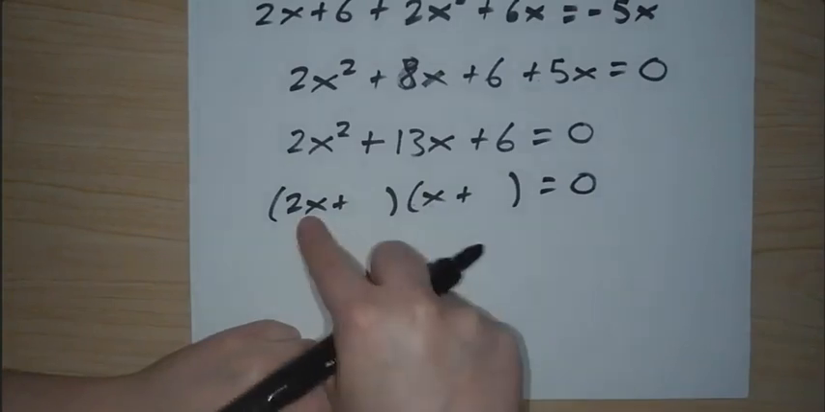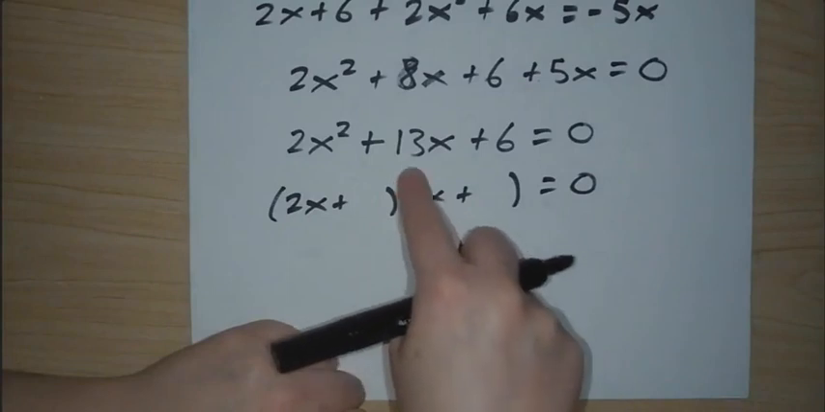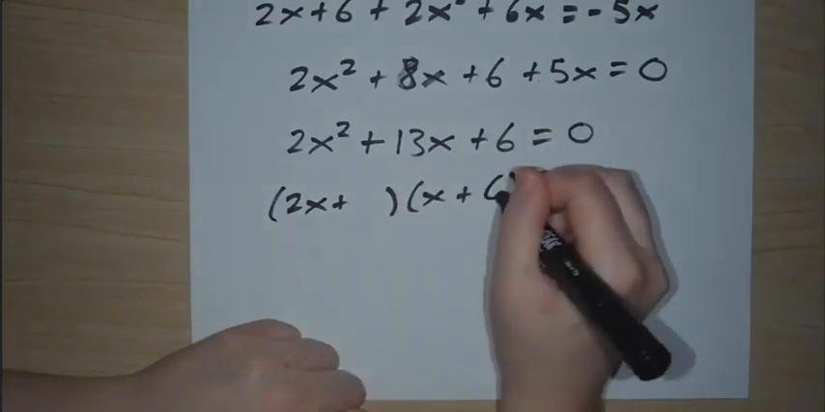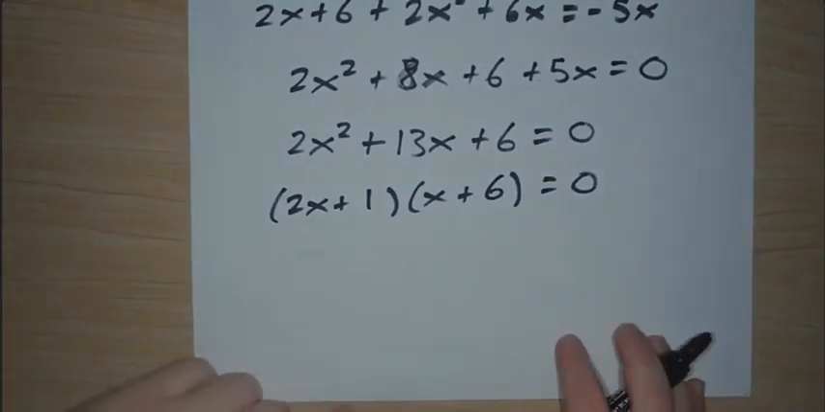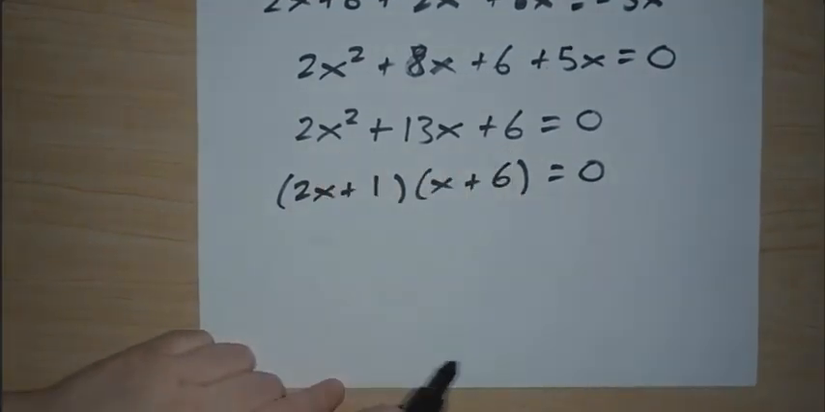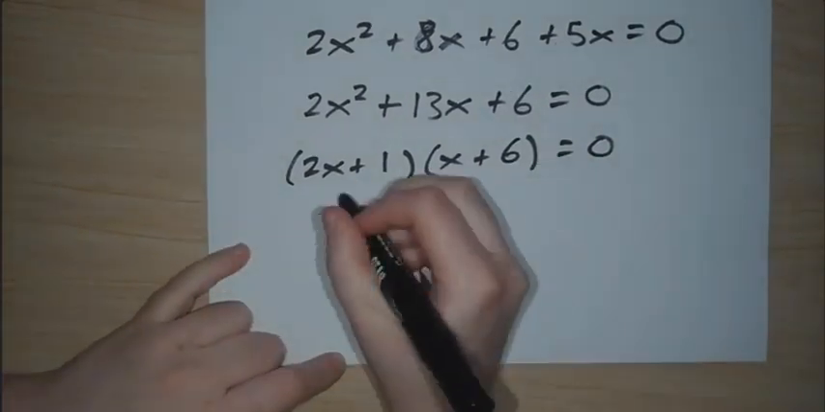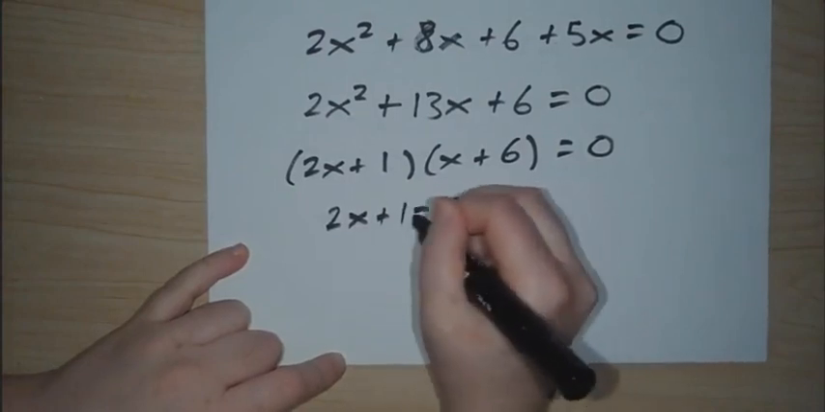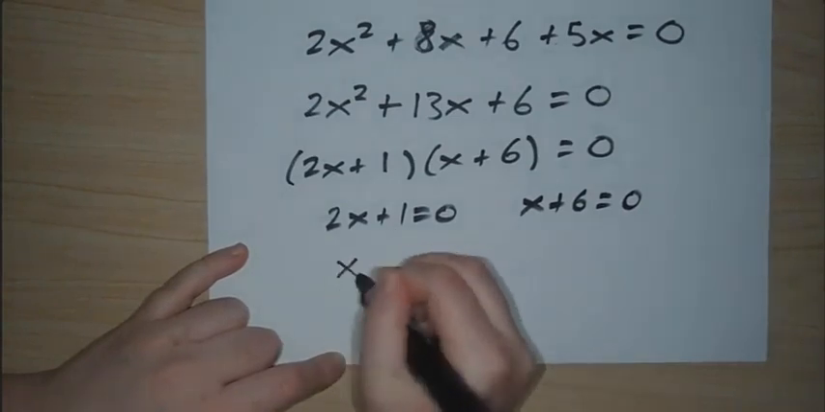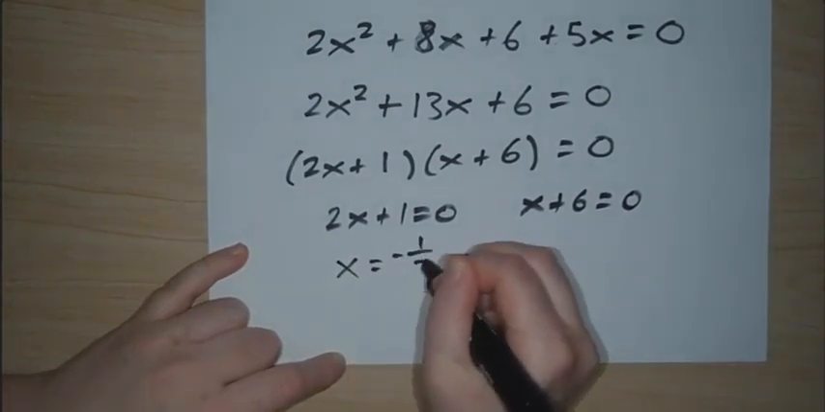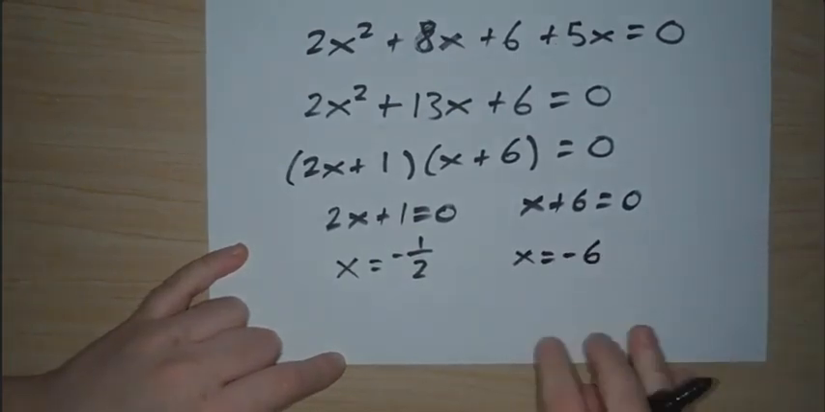So knowing that, if we have 2 times 6, which is a factor of 6, and then we have a 1 here, we know that we'll get 13x. So we have 2x plus 1 times x plus 6 as the factorization of this polynomial. And so we know, solving each of these, setting each of these equal to 0, we get the values x equals -1/2, and x is equal to -6.